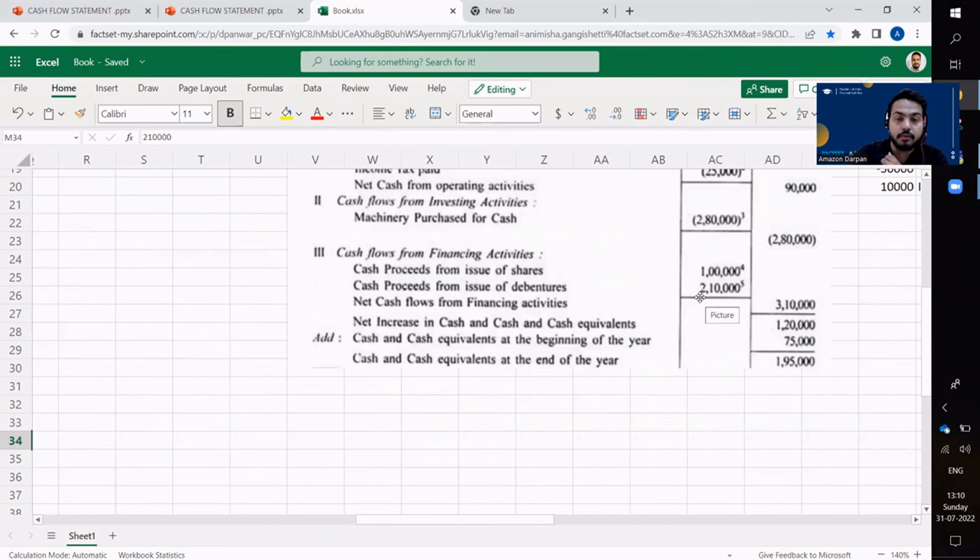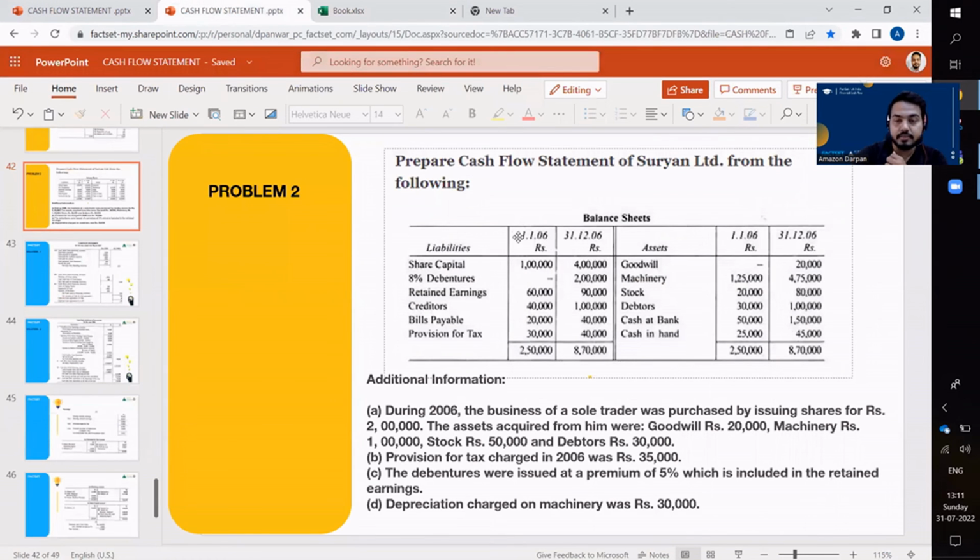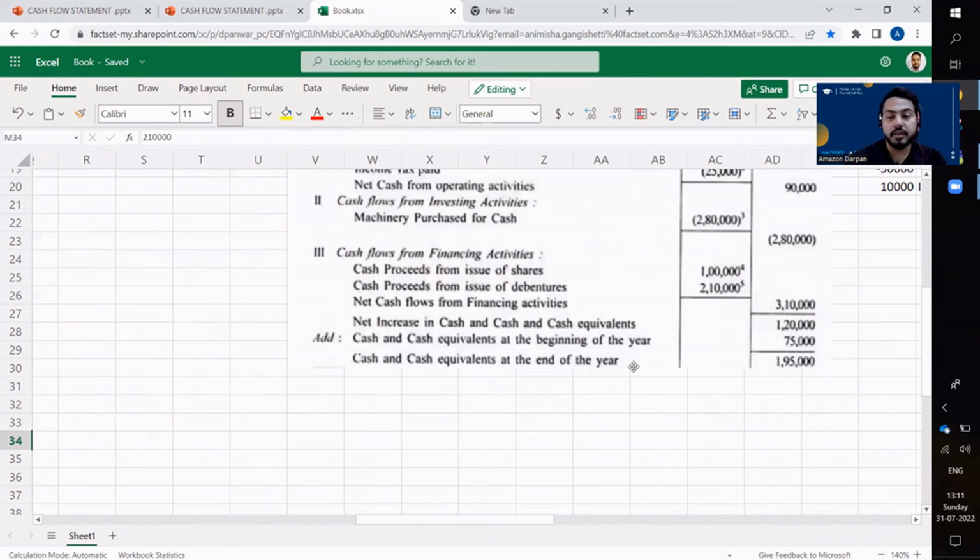And the total figure for financing activities: we have almost checked all the items in our balance sheet. There are two items left, which are cash in hand and bank. We'll look at that as well. But before moving to that part, we'll make sure to compute the financing activity part. So 2 lakh 10,000 plus 1 lakh. So total is 3 lakh 10,000 net cash flows from financing activity.